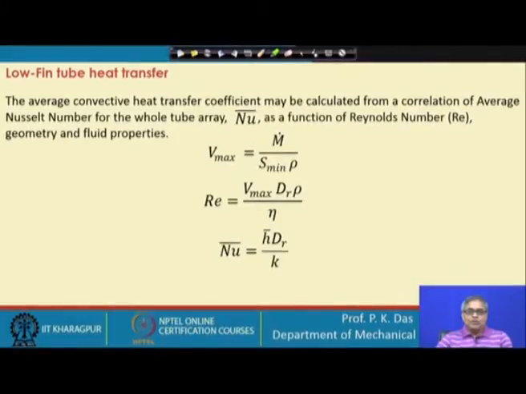So, up to these things are simple. Only thing is that we have to be careful what characteristic length and what characteristic velocity we are taking. Now our problem boils down to calculation of h bar, or rather calculation of Nu bar, which is a function of Reynolds number and also a function of your tube arrangement.